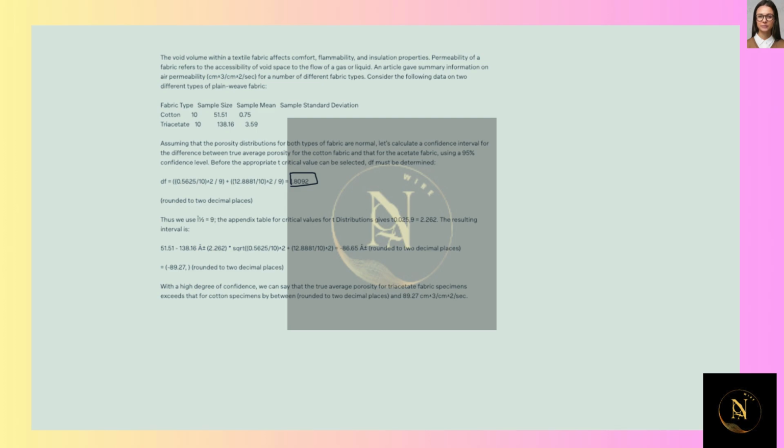So first of all, the average of the cotton, the sample mean, is 51.51. The average of the triacetate is 138.16. The sample standard deviation is 0.75 for the cotton, and for the other material it is 3.59. Sample size for both is 10. And it's a 95% confidence interval.